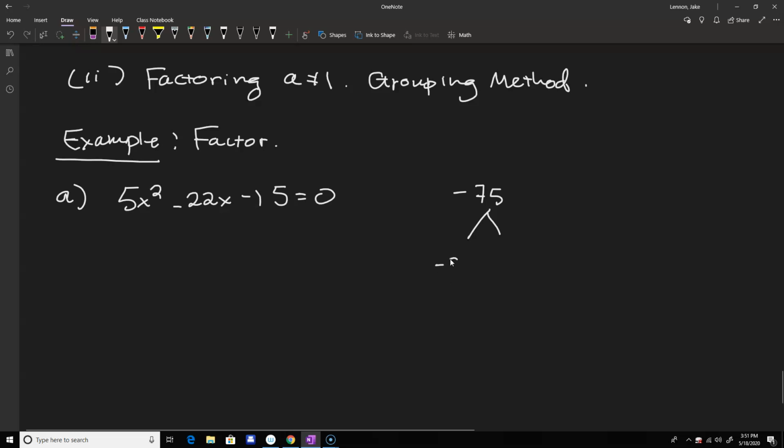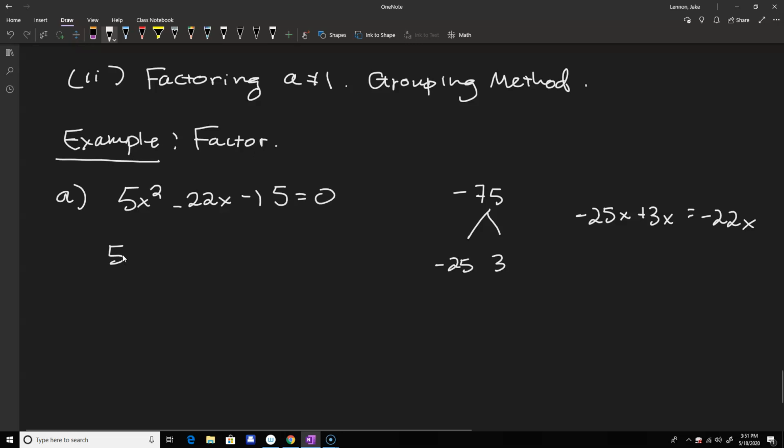So the numbers that work here are negative 25 and positive 3. Basically what we're doing is negative 25x plus 3x makes negative 22x. So we're splitting apart that middle term so that we're going to have two pairs of terms, and we're going to take the greatest common factor out of each pair respectively.